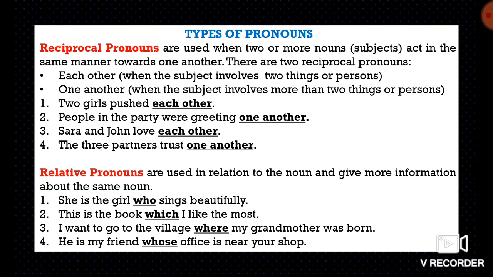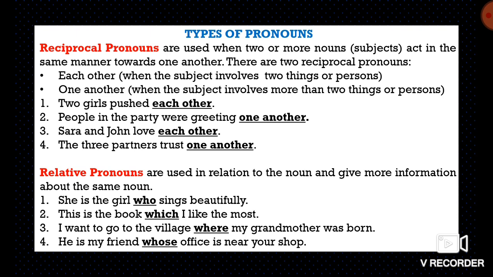First example is, two girls pushed each other. Here each other is used because subject is two girls. Second is, people in the party were greeting one another. One another is used because subject is people. People can be two or more persons. That's why one another is used here.